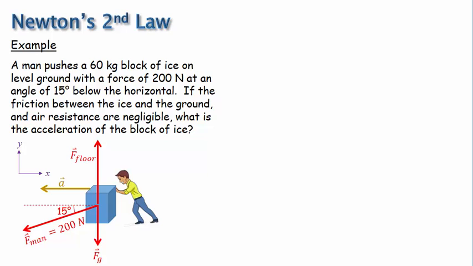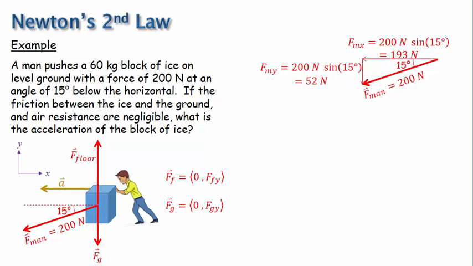The next thing to do, according to the procedure, is to write the vectors in Cartesian form. We don't know what the values of the floor force and the gravitational force are, but we do know they're both in the y direction, so we can make their x component 0 at least. For the pushing force by the man, we can calculate its components with trig like this, which comes out to be 193 newtons in the x direction and 52 newtons in the y direction. Both of these components are negative because of the directions they point.